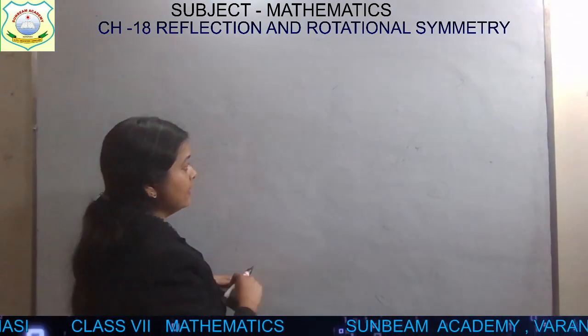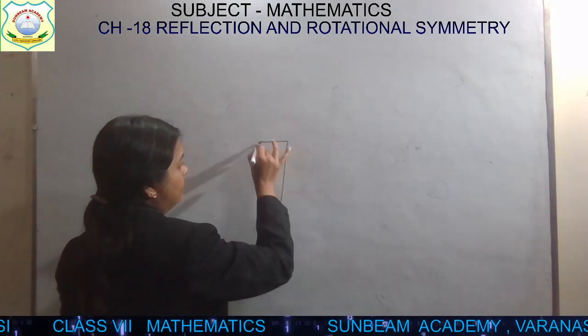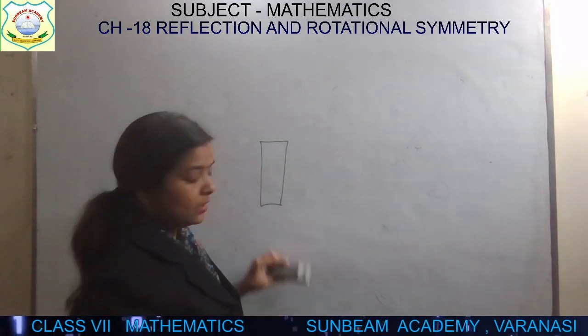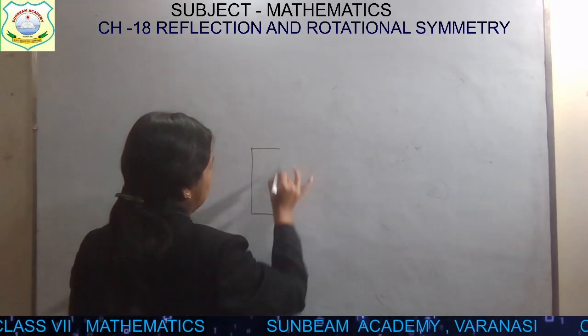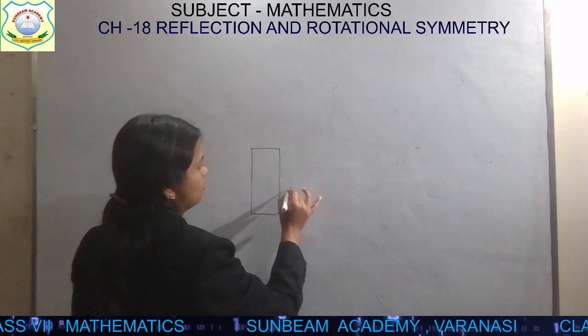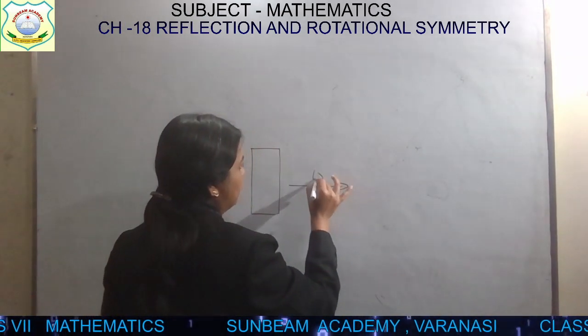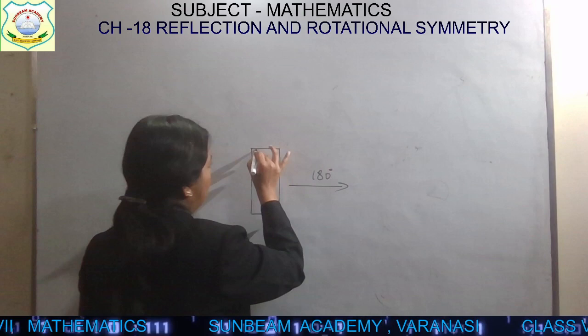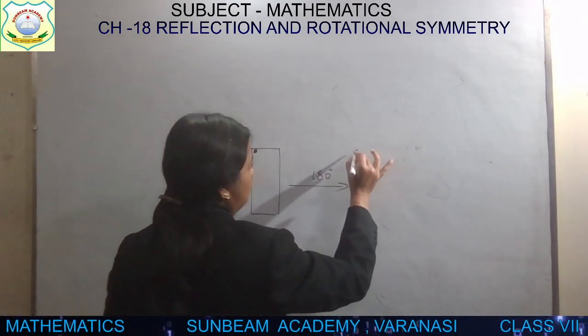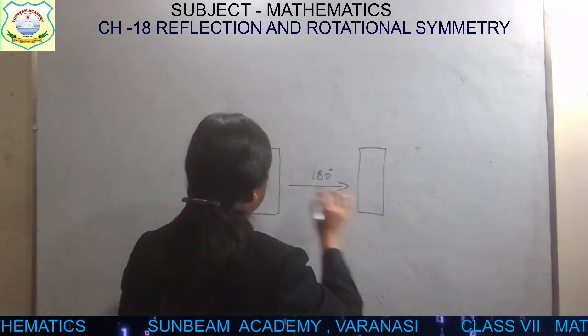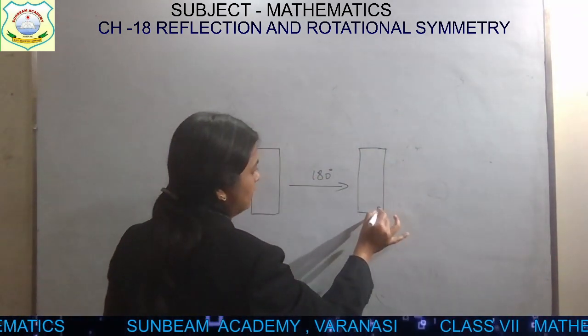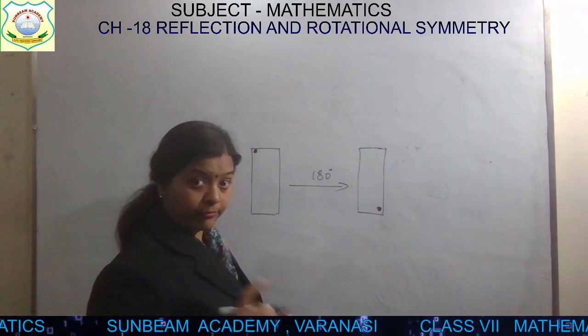So in a rectangle, if you take a rectangle, children, if you take a rectangle, then you will get the first match at 180, okay. If your original place is this point, then you will get the same figure exactly at 180 degrees, and this will come here. This will come here, your shape is the same.